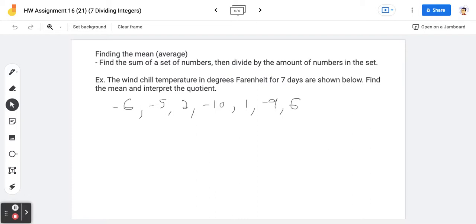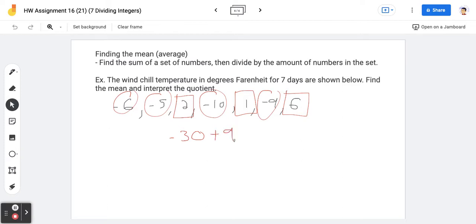Okay, so mean, again, says that we're going to add all of our values and we're going to divide by how many values we have. So I can go left to right, or I can even add all the negatives and the positives separately. So negative 6 plus negative 5 is negative 11. Plus negative 10 is negative 21. Plus negative 9 is negative 30. So we'll have negative 30 plus 2, 1, and 6. 2 plus 1 is 3, plus 6 is 9.